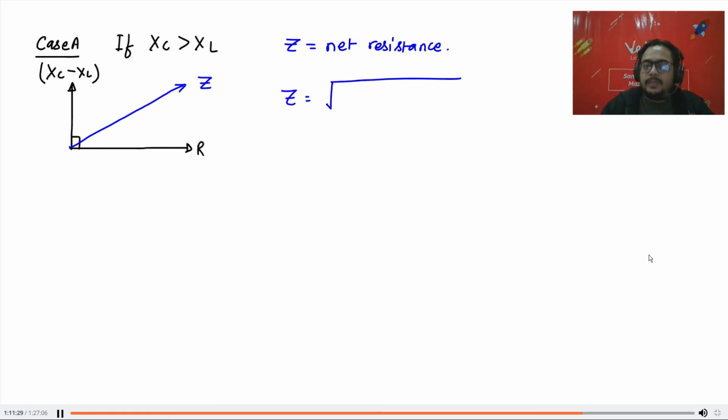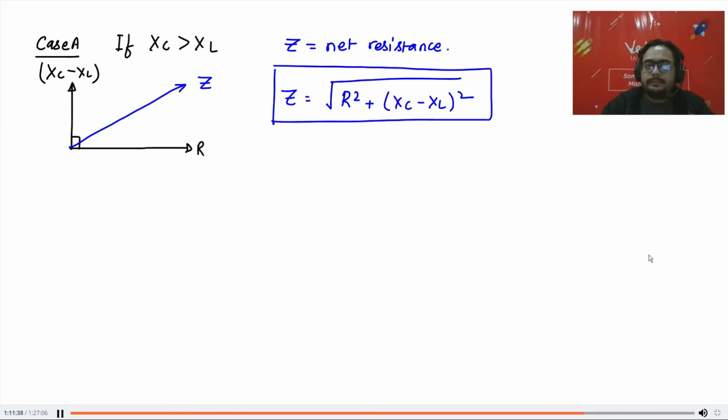How much will be Z? It will be under root of R square plus XC minus XL whole square. And the name of Z that we use is called the impedance of the circuit. So impedance is basically the net resistance of the circuit. Can we understand this? Any doubts in this? Okay.